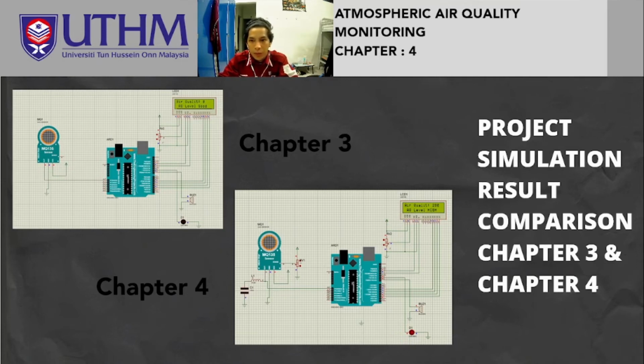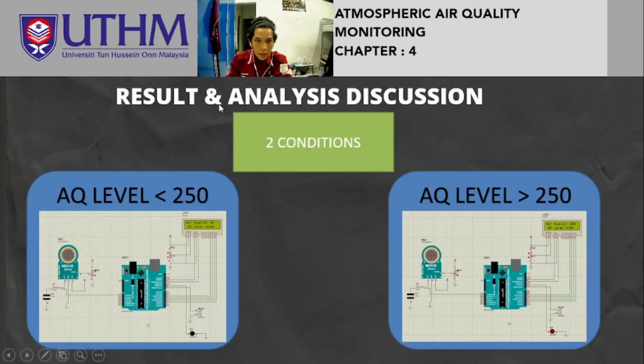Okay, this is our project simulation result comparison for chapter 3 and chapter 4. As we know, in chapter 3 we have no capacitor and inductor in the MQ135, and chapter 4 has capacitor and inductor. So this is our result analysis. We have two conditions, which are AQ level below 250 and AQ level greater than 250.